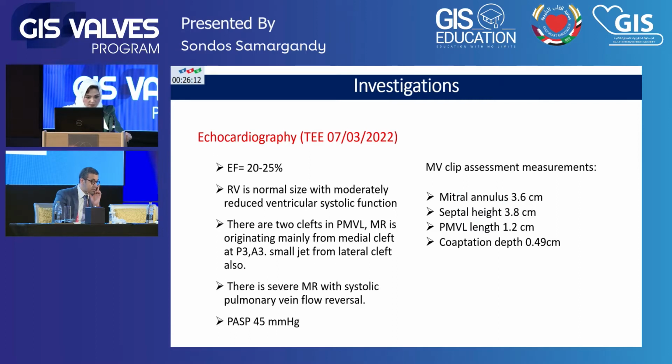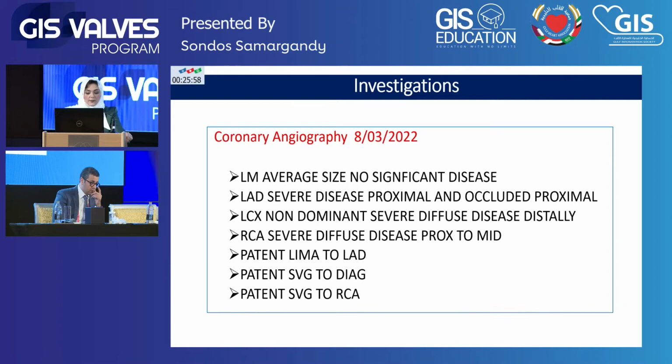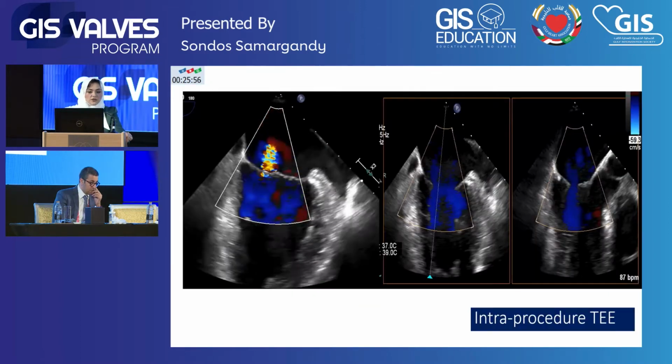Ejection fraction 25%. The RV is good, but we have 2 clefts in the posterior mitral leaflet, and the jet is coming mainly from the medial side. We have the annulus, already borderline a bit. We have a septal height, which is more convincing. We have a good length of posterior mitral leaflet. And the PA pressure wasn't that bad. Did an angio, everything good.